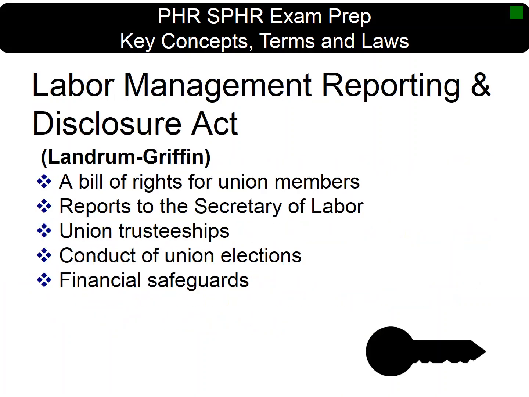Anytime any organization gets too much power, it lends itself to abuse. So by the 1950s, we were seeing things like misuse of union funds, extortion, crime, etc. The Labor Management Reporting and Disclosure Act was enacted to regulate the internal conduct of labor unions. It requires a Bill of Rights for union members, reports to the Secretary of Labor, union trusteeship, conduct of union elections, and financial safeguards.